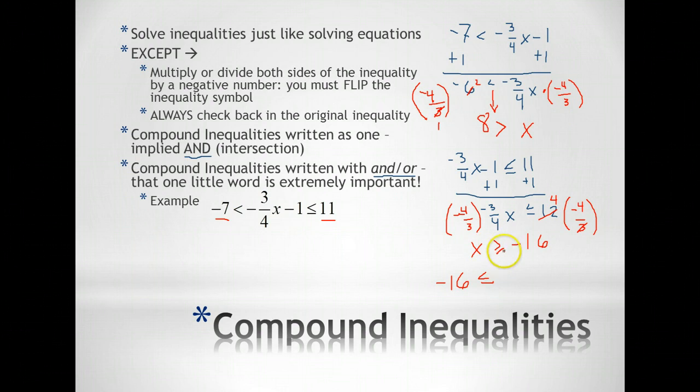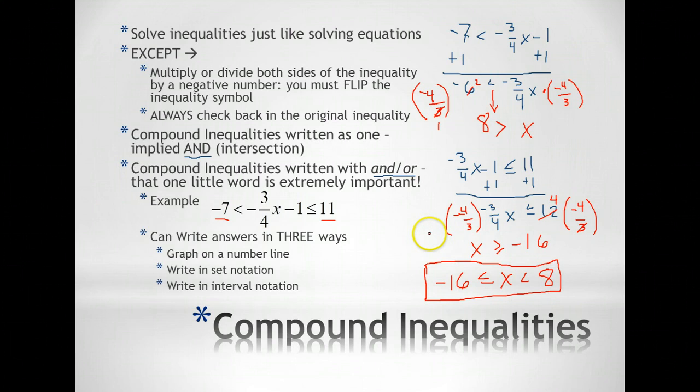So x is greater than or equal to negative 16, or negative 16 is less than or equal to x, and that makes x also less than 8. So this is the solution to my compound inequality. If you wrote it 8 is greater than x is greater than or equal to negative 16, I would mark that wrong. It is not valid to write it in that form. It must be smaller number on the left, larger number on the right.